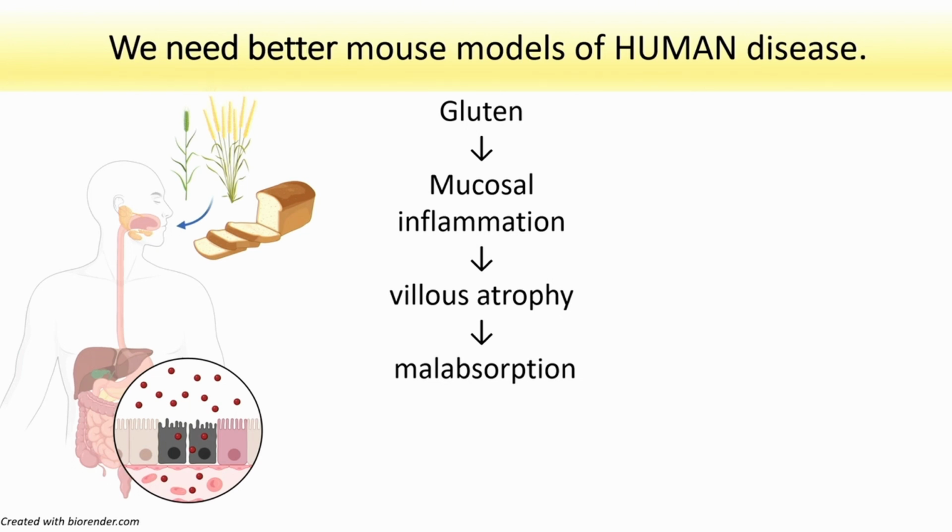And what do we want of those models? We want them to be responsive to gluten. We want the tissue, which is the duodenum, to be inflamed as a result. We want the tissue itself to respond in the way it does in people, which is the blunting of the duodenal villi. And we want the consequences of that to be manifested, which is poor absorption of food, malabsorption, in other words.